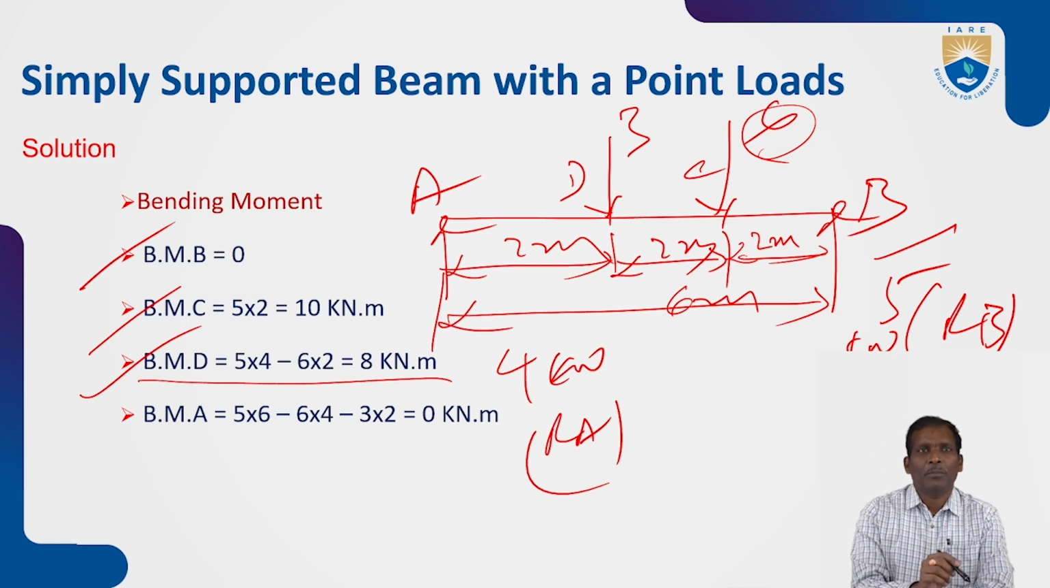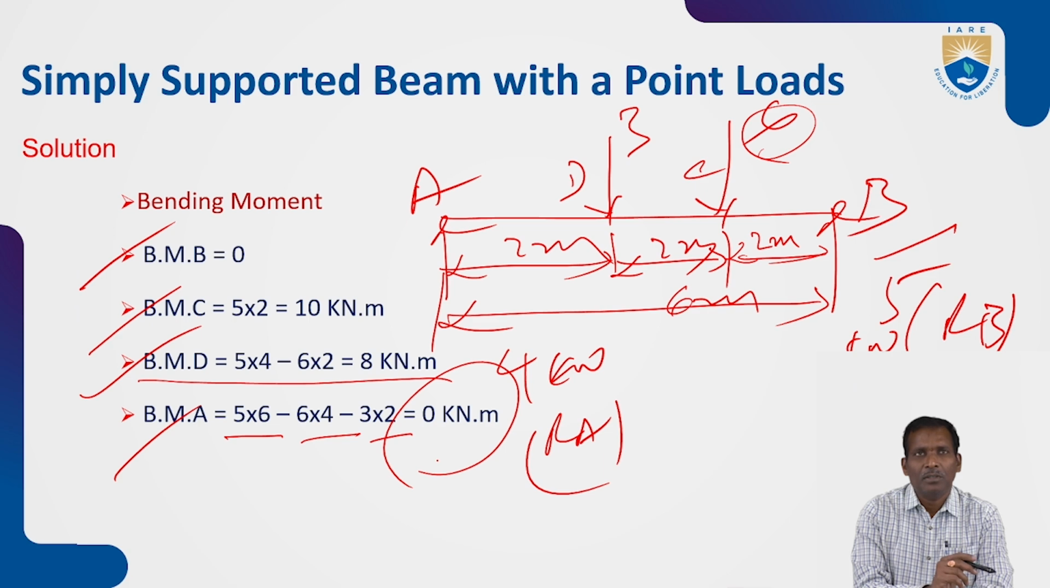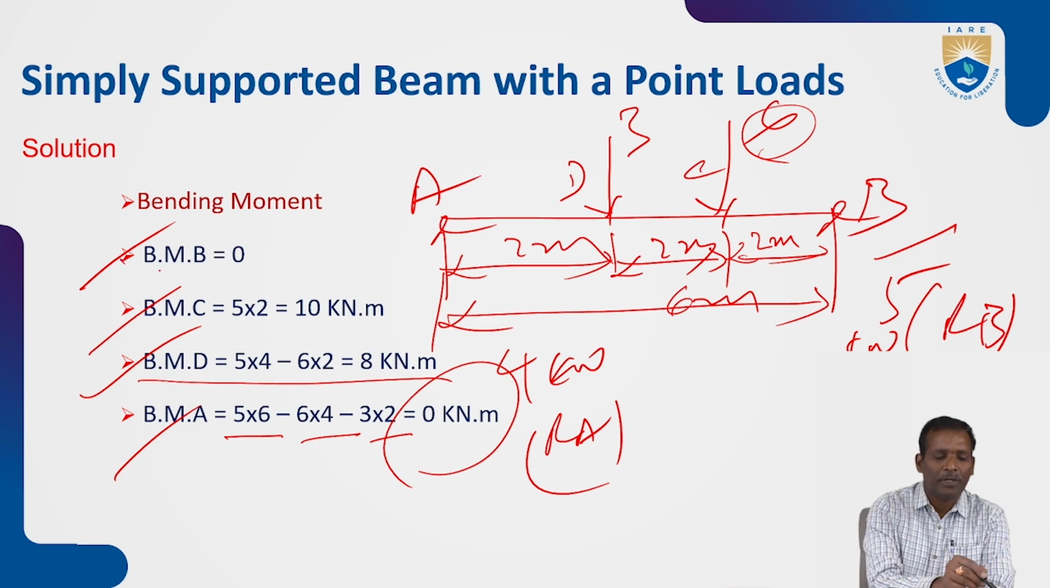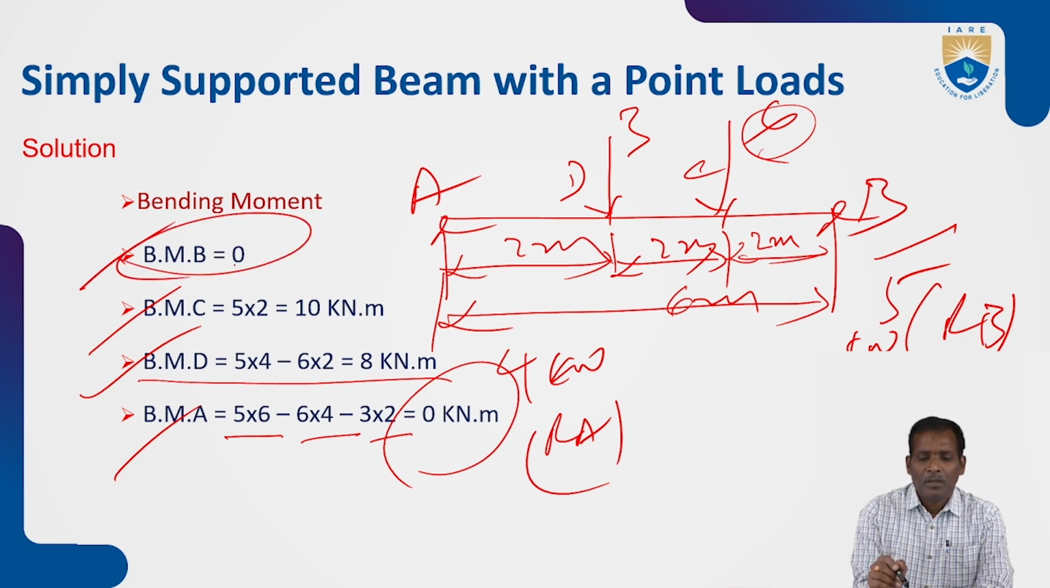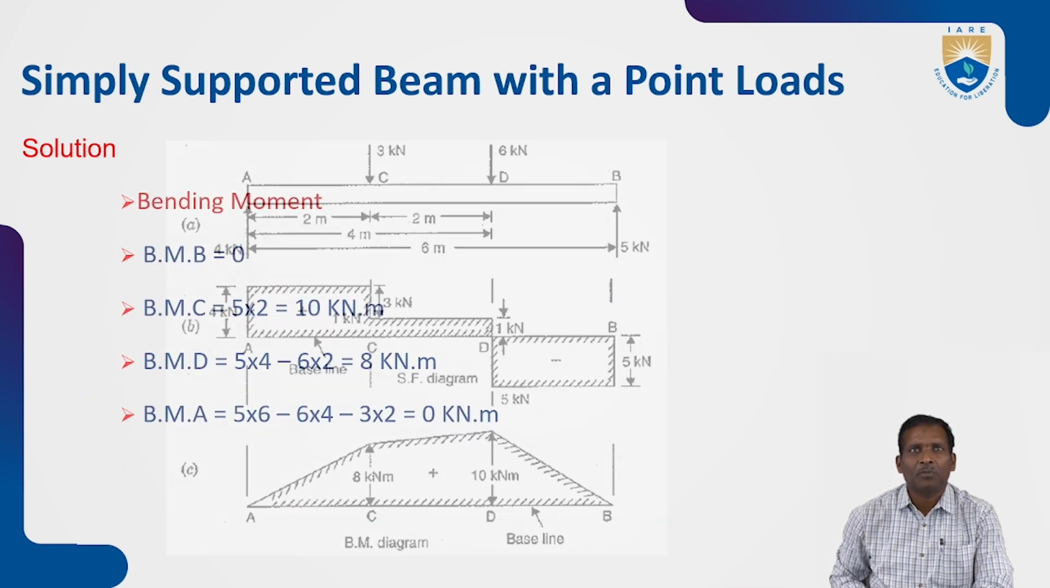At A point, the bending moment at A, 5 into 6 minus 6 into 4 minus 3 into 2, total 0. So, it means at their support ends, there is no bending moment. The bending moment at B is 0 and A is 0. So, the remaining C and D, you should calculate the bending moment at C and D. Now, you got shear force and bending moment values. Now, draw the shear force and bending moment diagram.